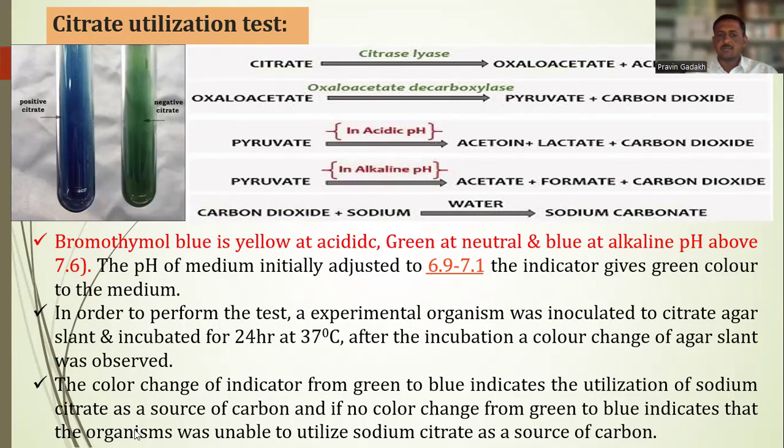The color change of the indicator from green to blue indicates the positive test. If it remains as it is, we can say it is the negative test. So this is the principle behind the citrate utilization test.